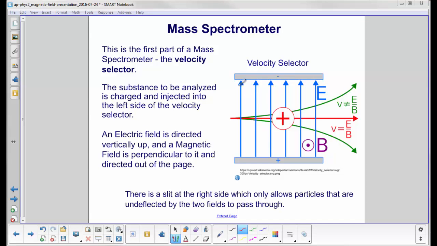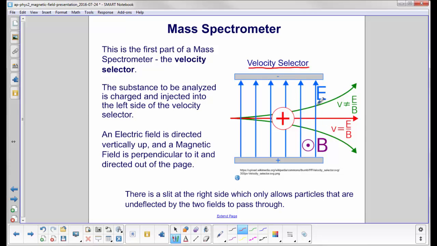This is the first part of a mass spectrometer, the velocity selector. The substance to be analyzed is charged and injected into the left side of the velocity selector. An electric field is directed vertically up. See the blue lines here for electric field. This is a negative plate, this is a positive plate. And then you have a magnetic field. It's not just in this one place, but we put it here so we wouldn't make this too complicated. The magnetic field is coming out of the page uniformly everywhere within these two plates.